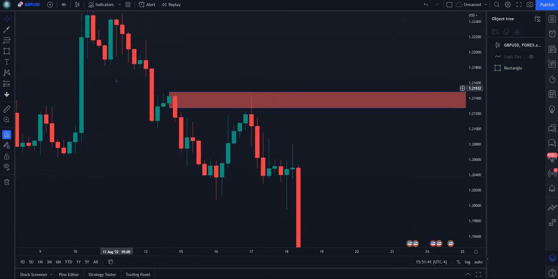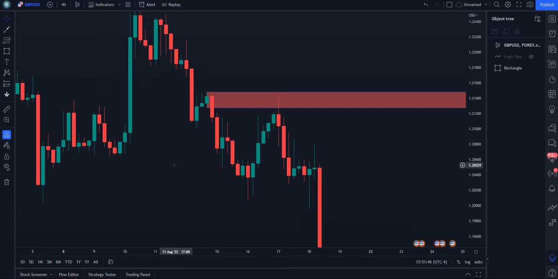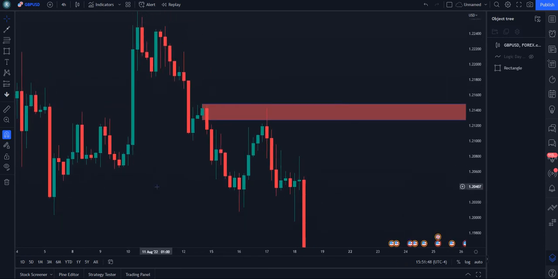So on the 4 hour, this is just a way to refine your trades if you wanted to use this for scalping or for lower time frames. Top-down analysis, start in the higher time frame. You could even just start in the 4 hour. We've got a valid supply zone here.